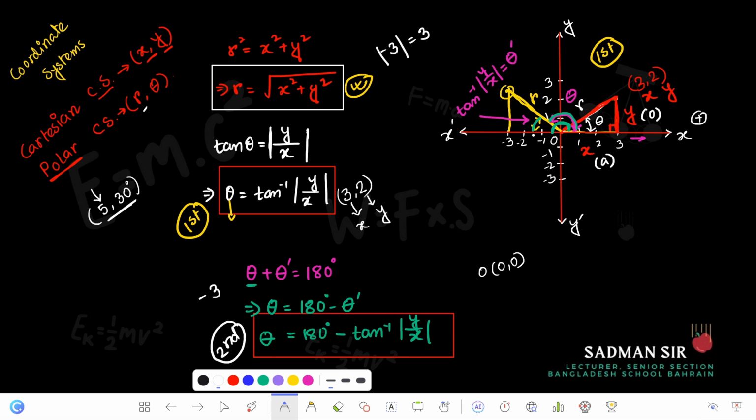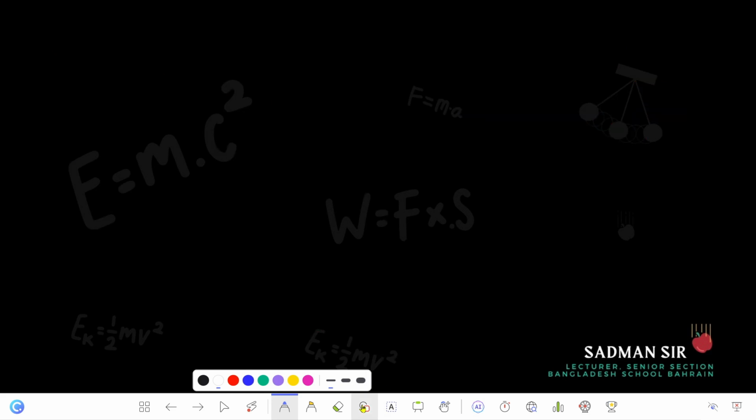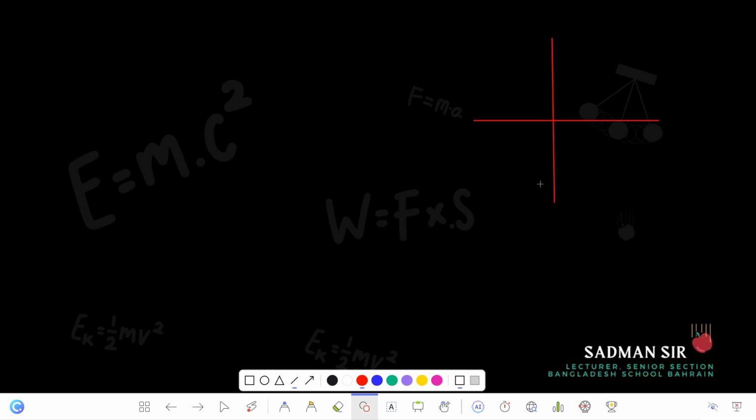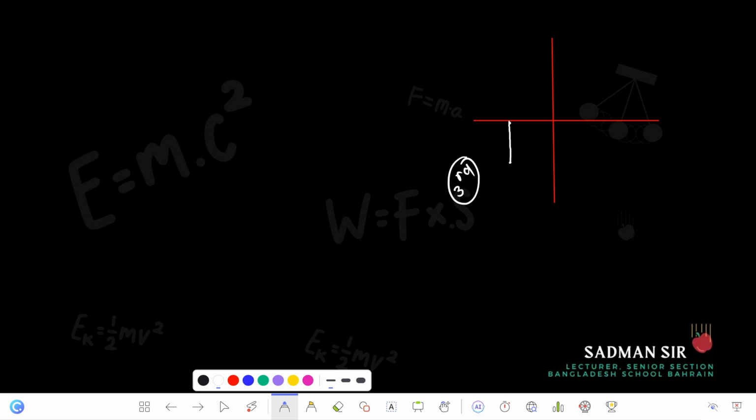Okay, what if the angle is in the third quadrant? Let us see. For each quadrant we have to know the formula for theta. The formula for r will be the same. It will not change. Again we have the x-axis and y-axis, and now let us say our point is in the third quadrant. This is the third quadrant. So we will draw a perpendicular on the x-axis and join it with the origin. So this is x and this is y now.